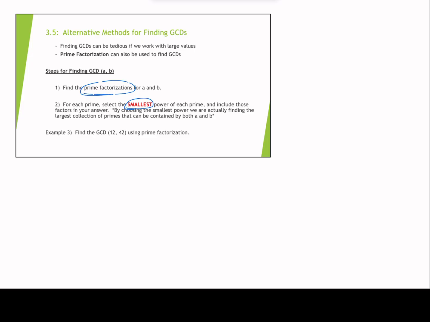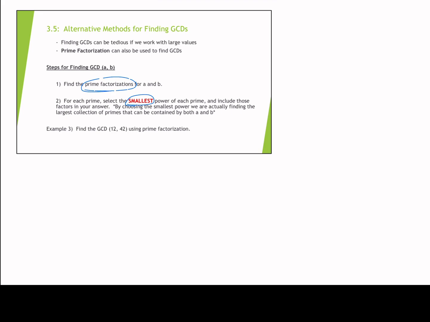Hopefully this will make better sense once we get into some examples where we're using this method to find the greatest common divisor. So let's do that now with example number 3 that you see on your slide. If we ask you to find the greatest common divisor between 12 and 42, we've already found that. We did that a few moments ago and we said the GCD was actually 6, but we're going to use this method of prime factorization in order to verify that.